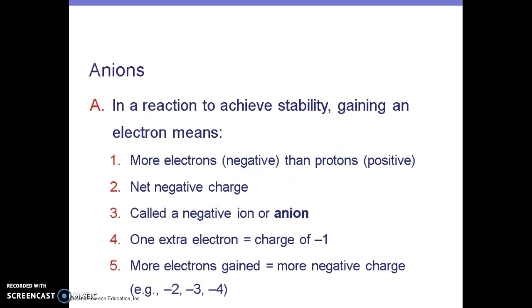Anions are negative ions. You can see that word anion itself, a negative ion, anion. In a reaction to achieve stability, gaining an electron means it becomes a negative ion, an anion. If you gain 1 electron, you'll have a charge of -1. Gain 2 electrons, charge of -2.